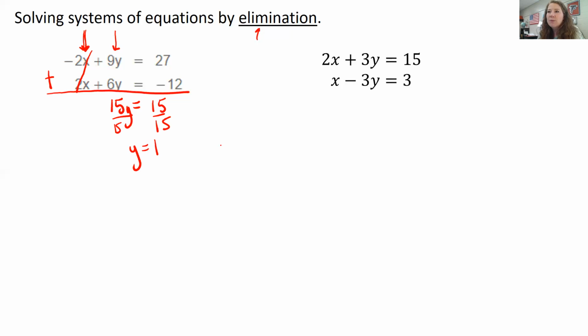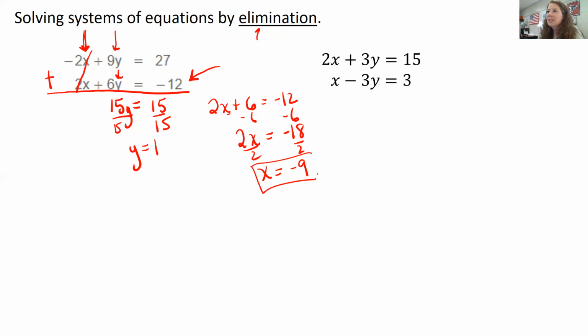And then the way we get our x value is we take 1 for y and we come up here and plug it into either one of the equations. It doesn't matter. I'm going to use the second one. So 2x plus 6 times y, 6 times 1 is 6, equals negative 12. I'm going to solve for x by subtracting 6 from both sides. So I have 2x is equal to negative 18. And when I divide both sides by 2, I see that x is equal to negative 9. So remember, with systems of equations, you always write your answer in xy form. So our x is negative 9 and our y is 1.